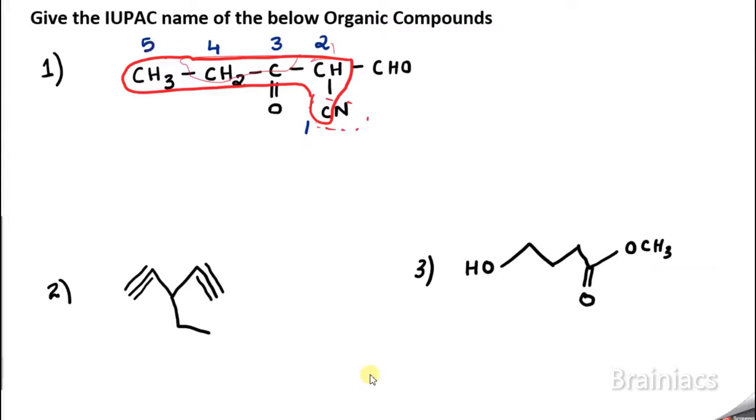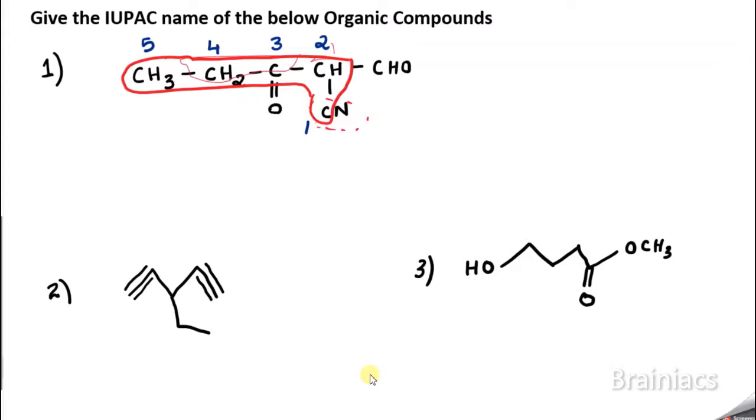Now we know what the format of naming is. First, the secondary prefix should come, correct? The secondary prefix is the substituent. So we know that at the second position there is a substituent, and at the third position there is a substituent. At the second position, what is the substituent present? CHO. What is the name we use for CHO? Usually for CHO, we can use the term formyl, right?